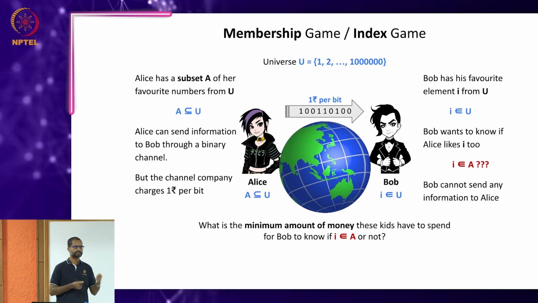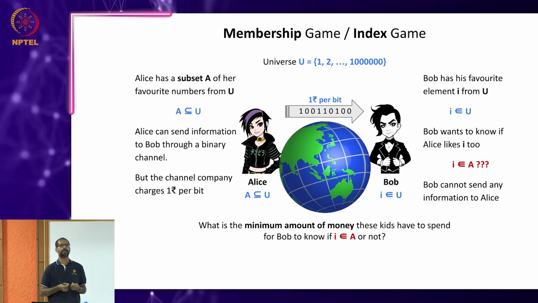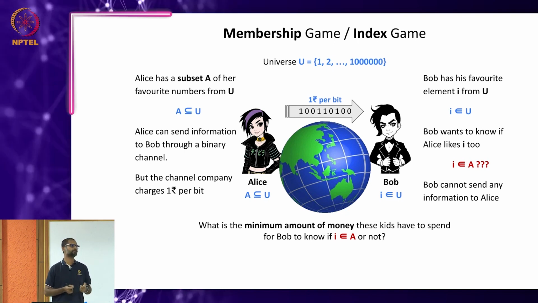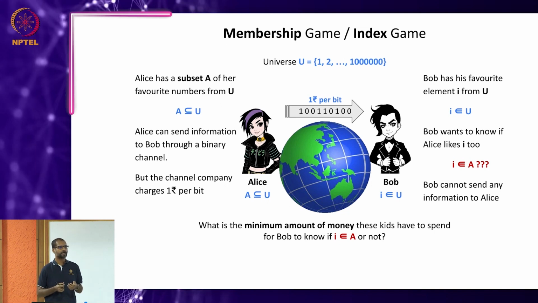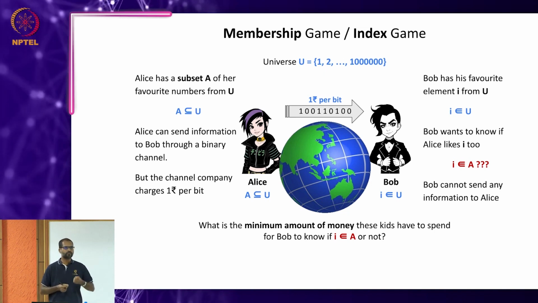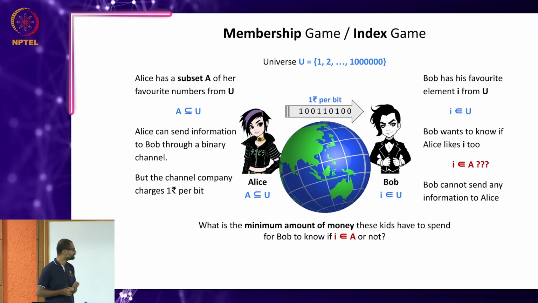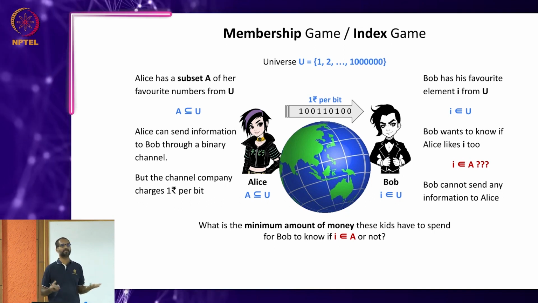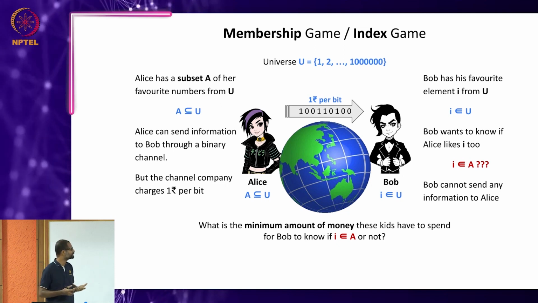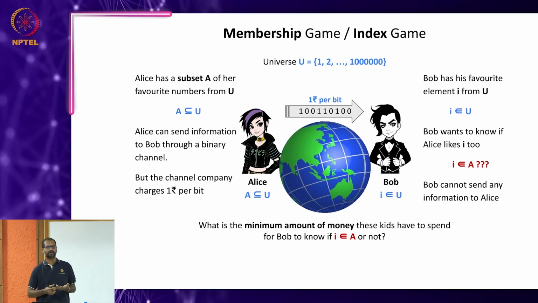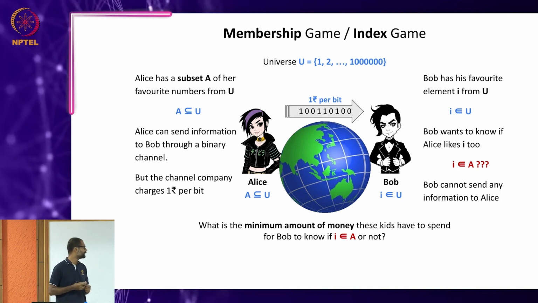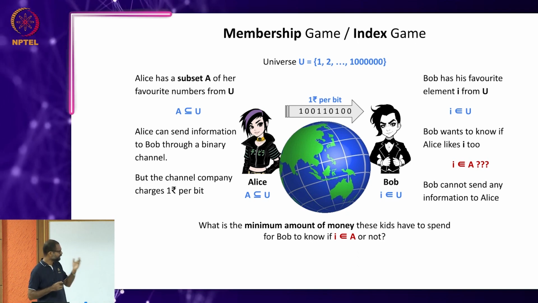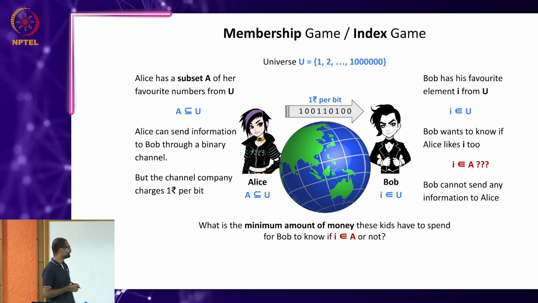The company running the communication link is expensive. They will charge 1 rupee for every bit that is sent. So the natural question here is, how few bits can Alice send so that Bob knows the answer? His biggest worry is that he wants to know if I is in A. How many bits can we achieve this communication in? There is no communication possible in the opposite direction.